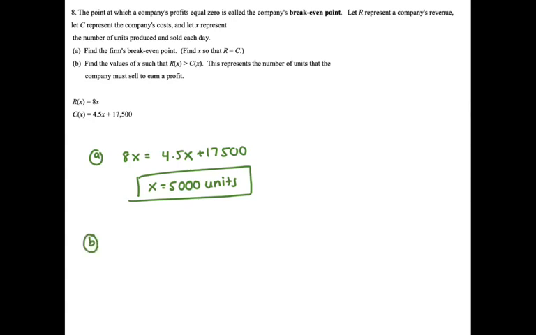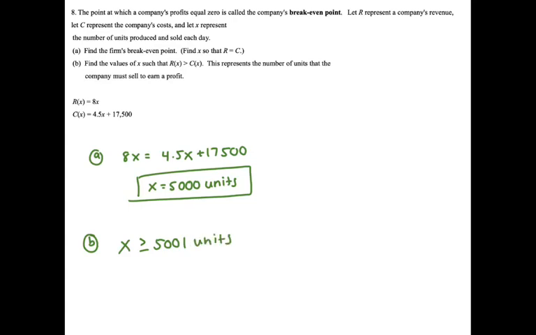So then part B asks us to figure out the values of X such that our revenue is greater than our cost. This is going to represent the number of phones we need to sell in order to earn a profit. So we know that if we sell 5,000 phones, we break even. Our cost meets our revenue, which means that in order to create a profit, we have to sell more than 5,000 phones. Now, the way we're going to write this is instead of X is greater than 5,000, I'm going to express this as X must be greater than or equal to 5,001.